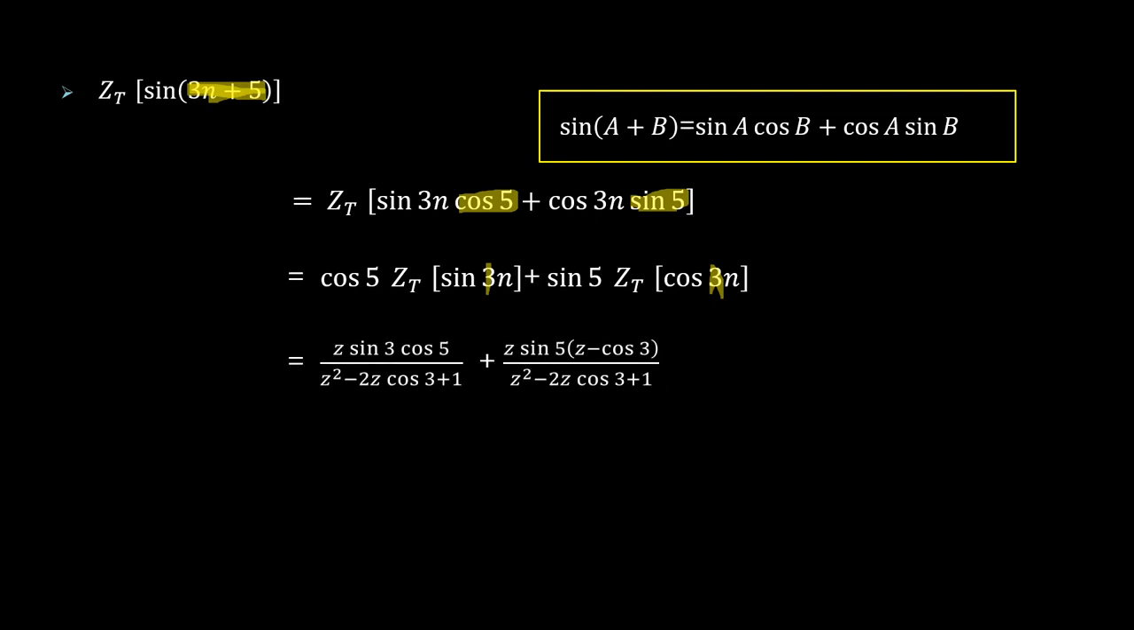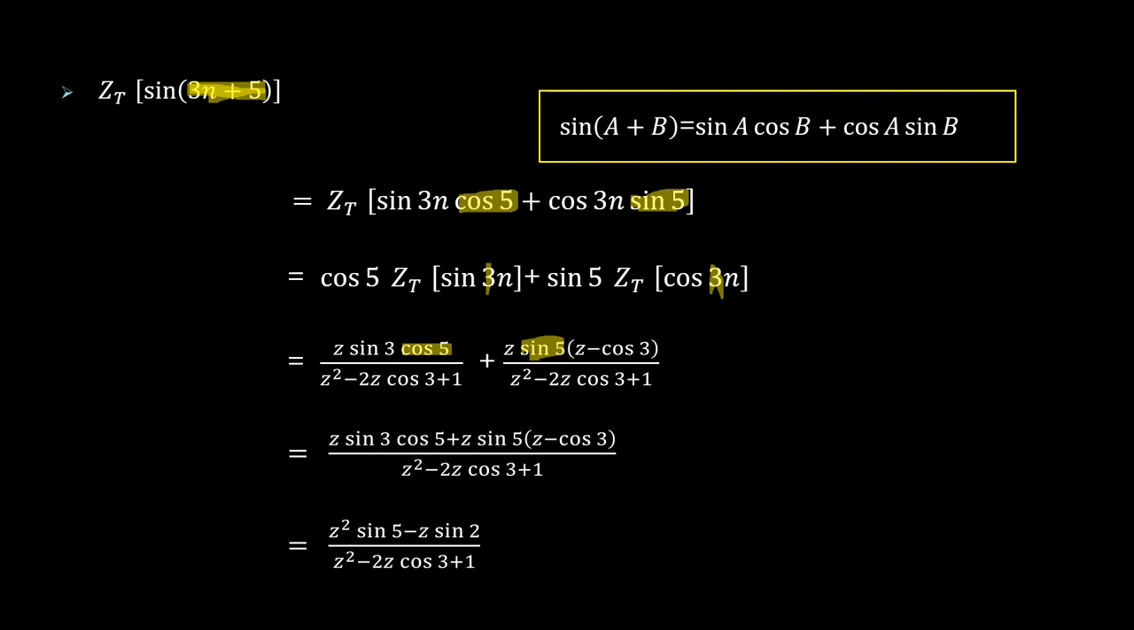So it becomes cos 5 into z sin 3 divided by z square minus 2z cos 3 plus 1, plus sin 5 into z minus cos 3 divided by z square minus 2z cos 3 plus 1. On simplification, you'll get z transform of sin of 3n plus 5 as z square sin 5 minus z sin 2 divided by z square minus 2z cos 3 plus 1.